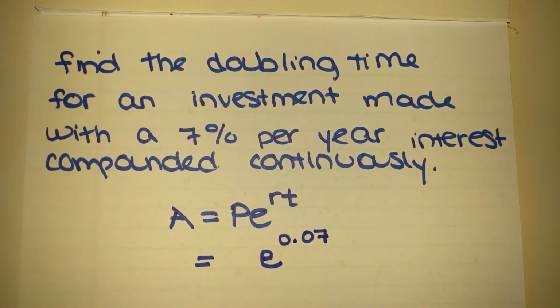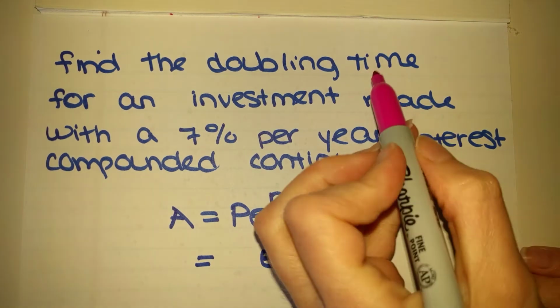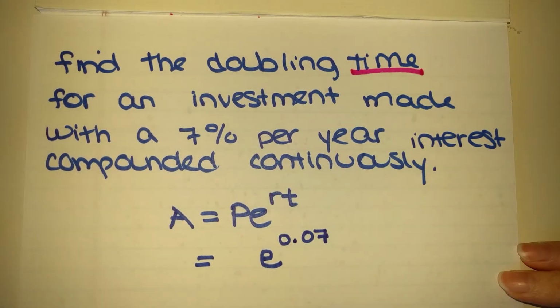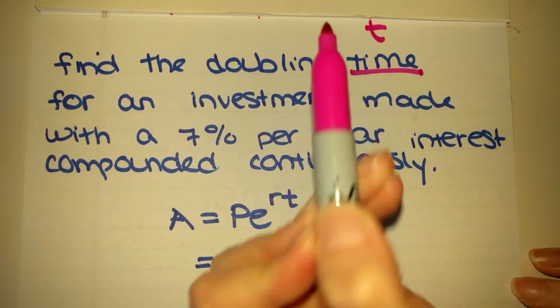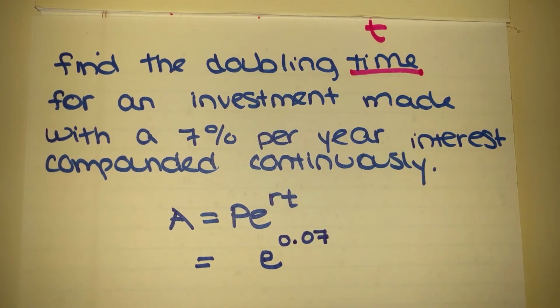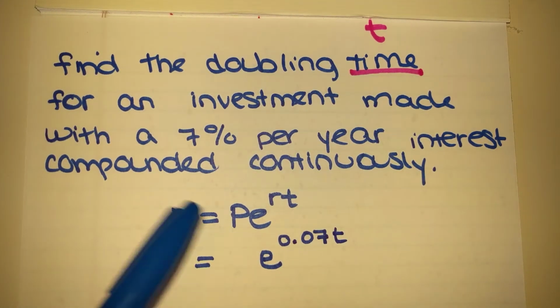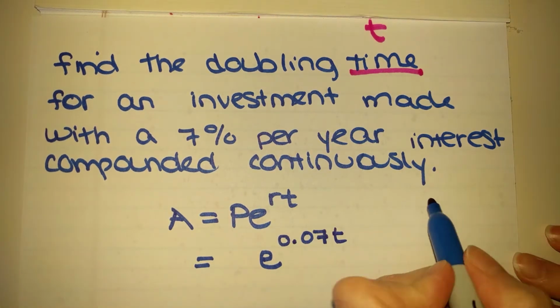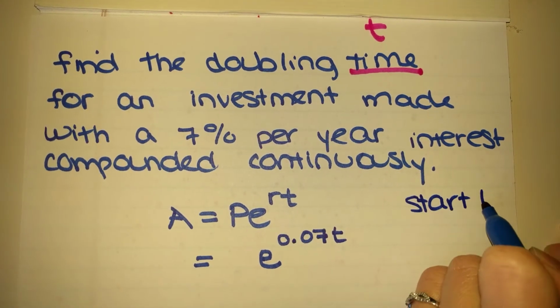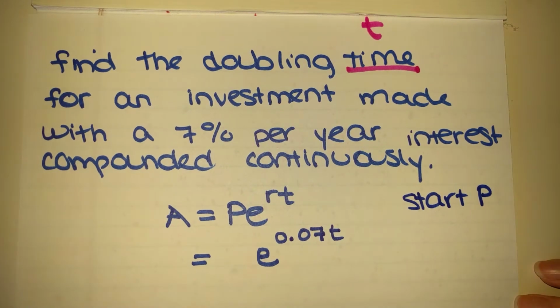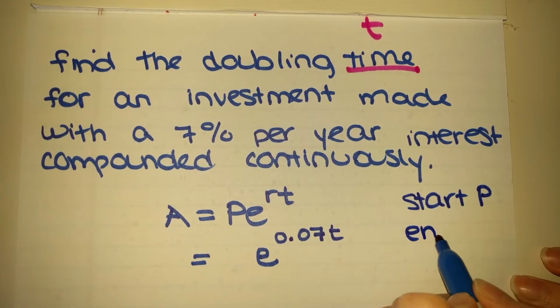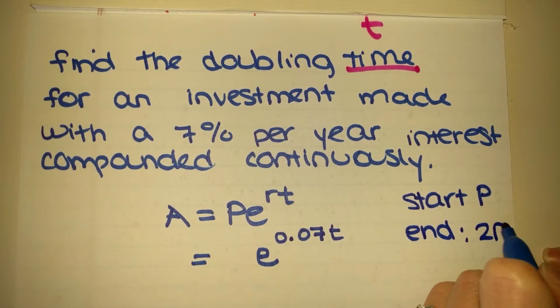Now, we are trying to find the doubling time. So that means that our unknown here needs to be t. So we are trying to find t. But you'll notice that there aren't any other numbers, and yet we still have the A and the P variable. So here the idea is, if you start with P dollars, then your end amount, if you double it, is going to be that you end with 2P dollars.